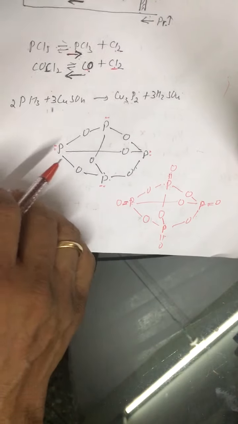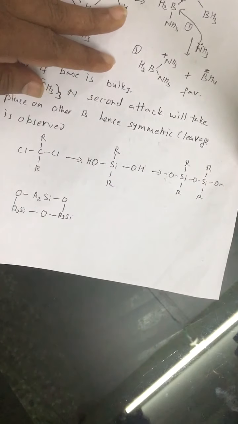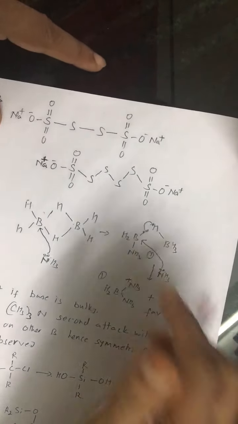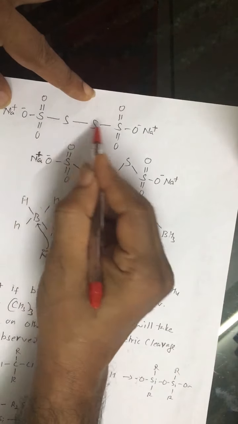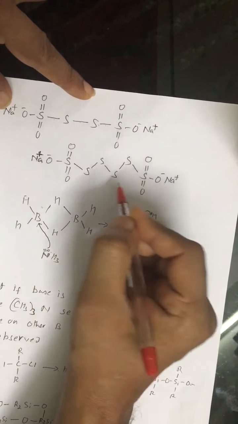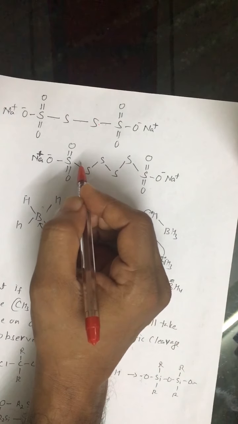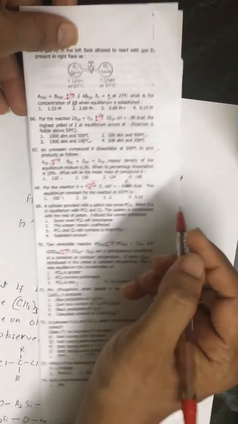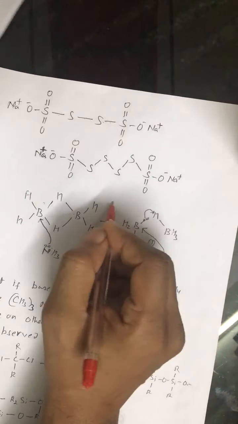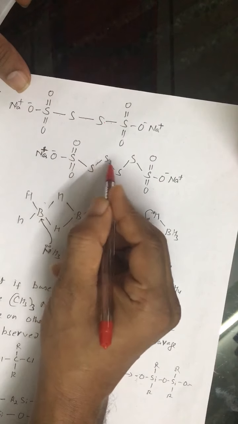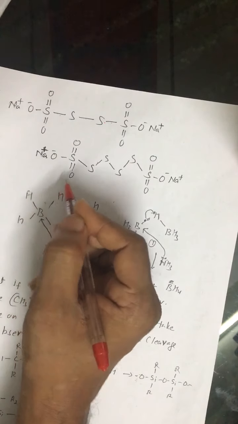Question number 73. Maximum number of SS linkage. So normally this Na2S4O6 is common. That is sodium tetrathionate. So we have 1, 2, 3 SS linkage. And the last molecule given is Na2S6O6. So Na2S6O6 has 1, 2, 3, 4, 5 SS linkage.